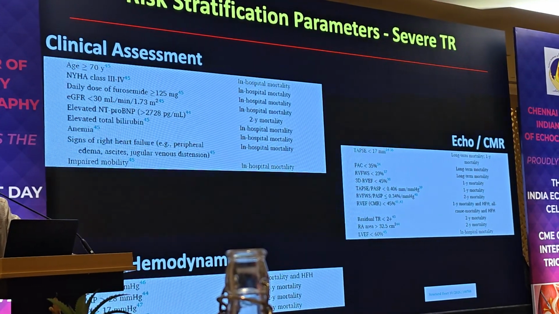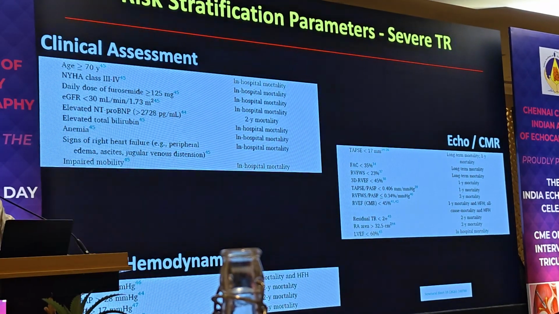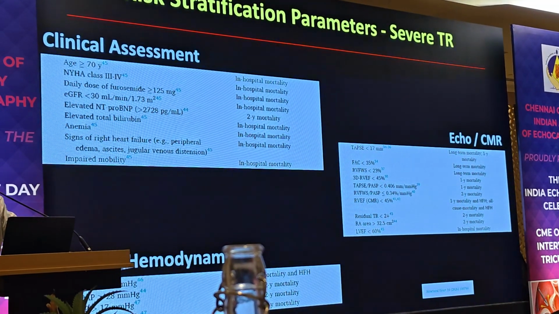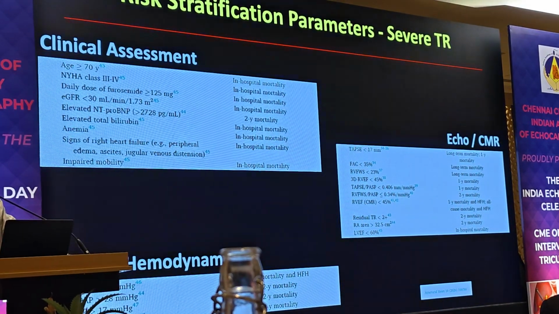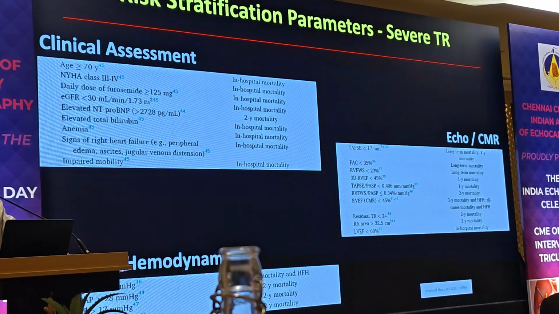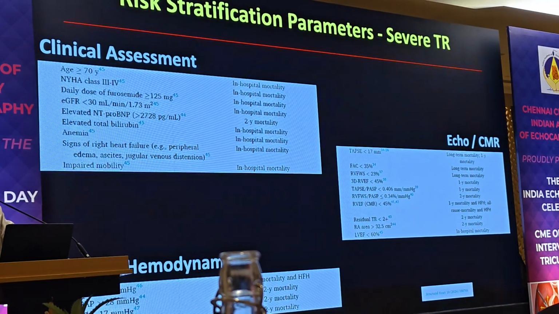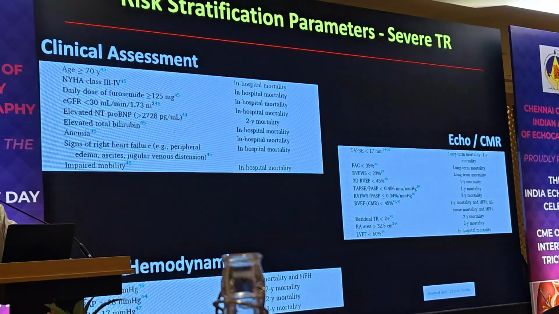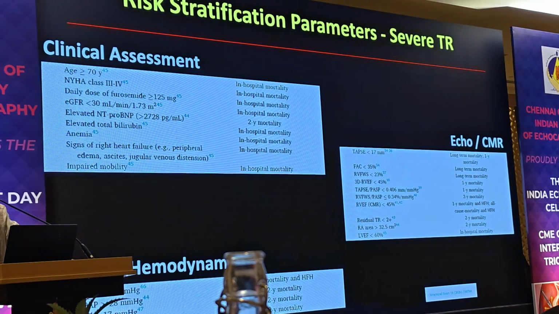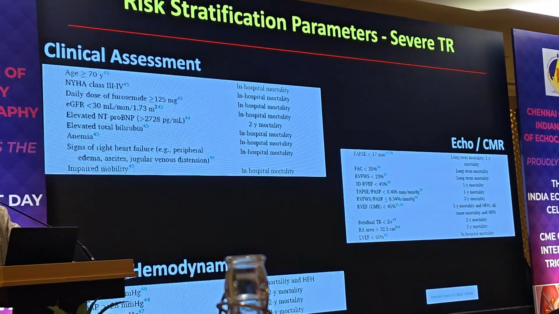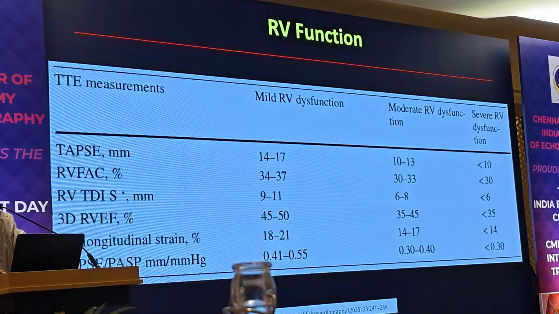And in terms of echo, you have these important parameters: TAPSE, FAC, the free wall strain, the 3D RVEF, and of course the coupling parameters. And then MRI, in case there is a need for looking at the volumes. RA area is also important, so it's a very low hanging fruit, very easy to do. Anytime it is more than 32, that means the patient is going down a lane which you don't want. And then of course the invasive hemodynamics, so this is looking at 2-year mortality.